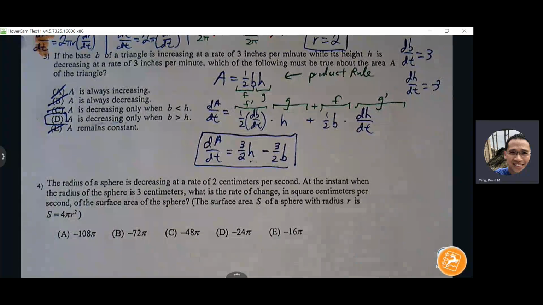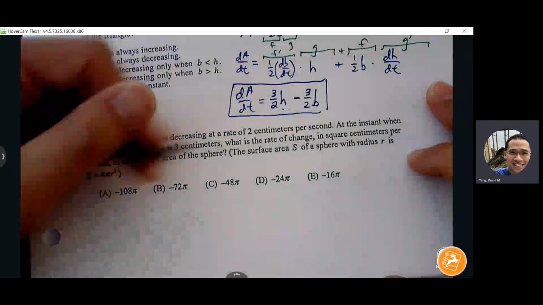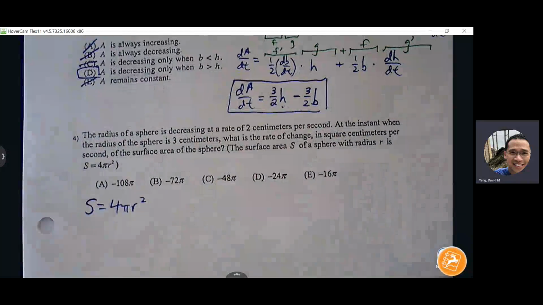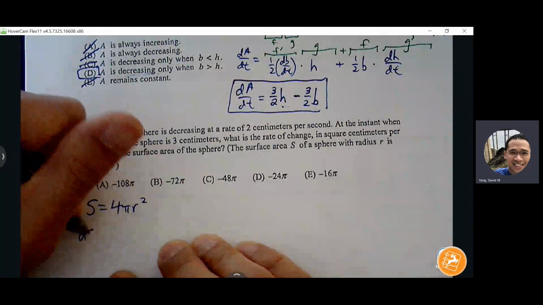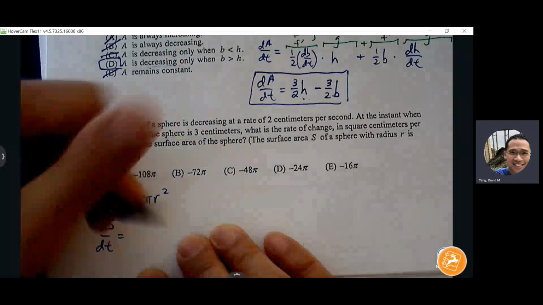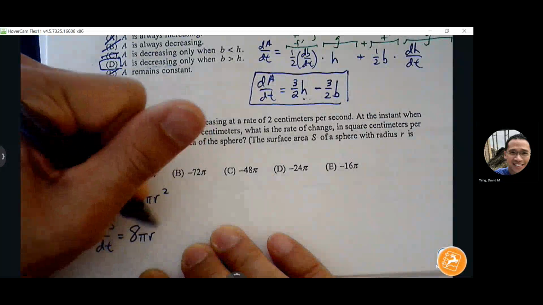All right, number 4. The radius of a sphere is decreasing at a rate of 2 centimeters per second at the instant when the radius of the sphere is 3 centimeters. What is the rate of change in square centimeters per second of the surface area of the sphere? The surface area is S = 4πr². So that's our equation that we can begin working with. I'm going to build my derivative out so I can see all my variables in play. S becomes dS/dt, 4πr² becomes 8πr dr/dt.